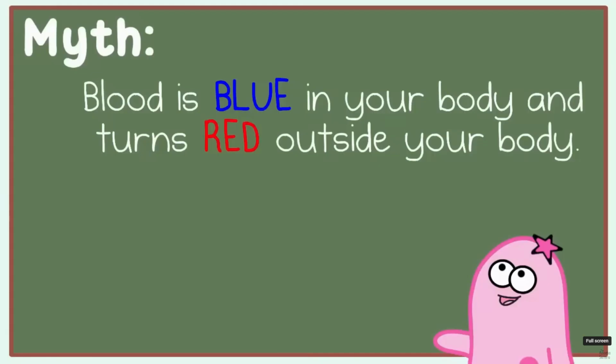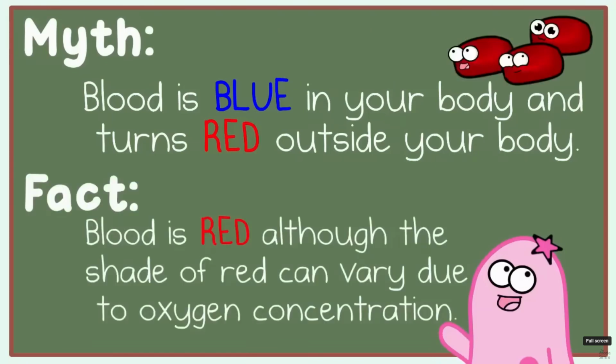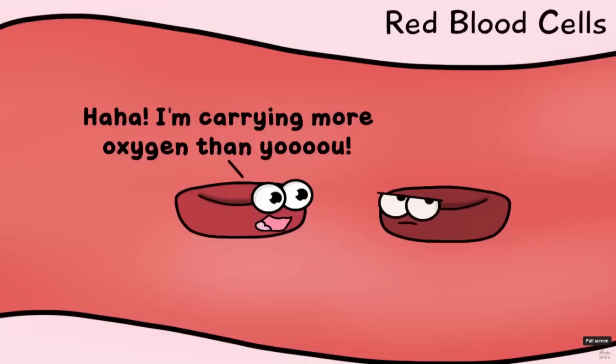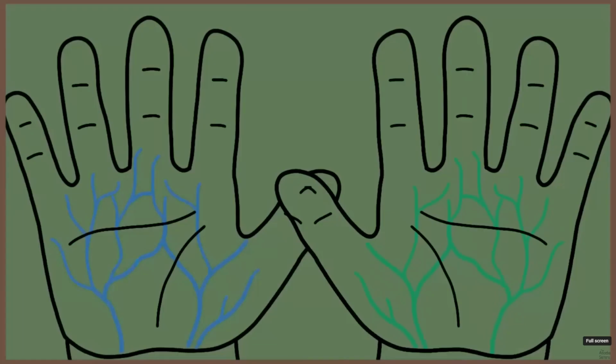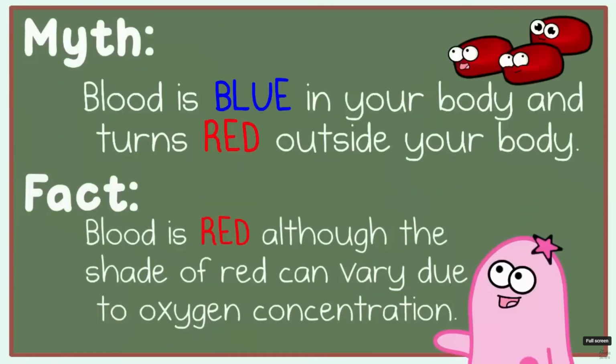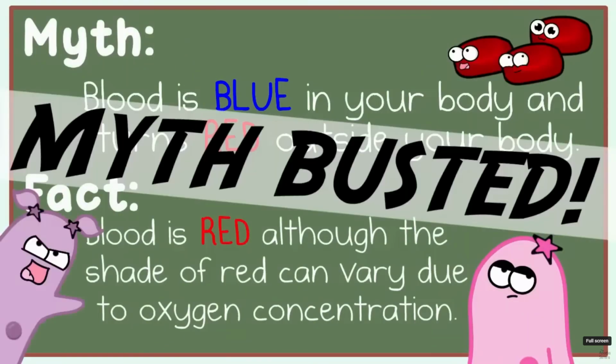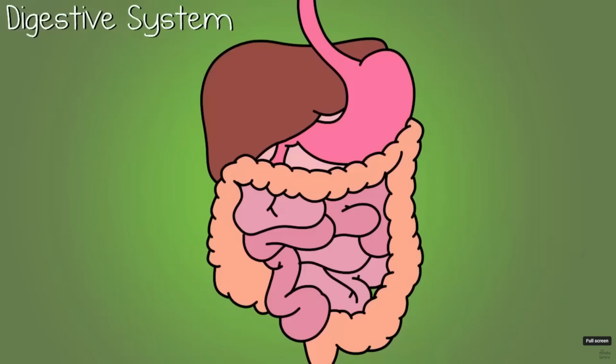Did you ever hear this rumor that your blood is blue and then turns red when it reaches oxygen? Well, guess what? That's not really true. Your blood is red. It's always red, even inside your body, though the shade of red can vary slightly due to the amount of oxygen present. Veins may appear blue or even green to you through the skin, but it's actually related to the wavelengths of light, so go to the Google for that. Okay, number 2, the digestive system.